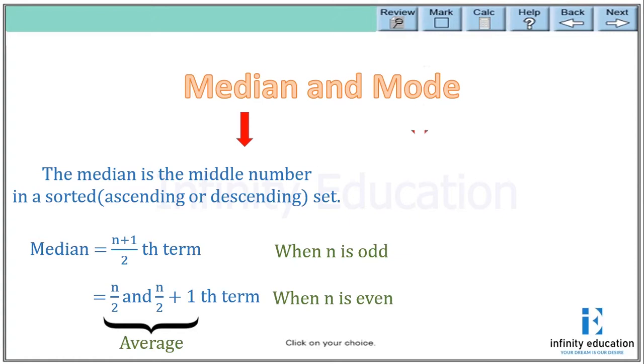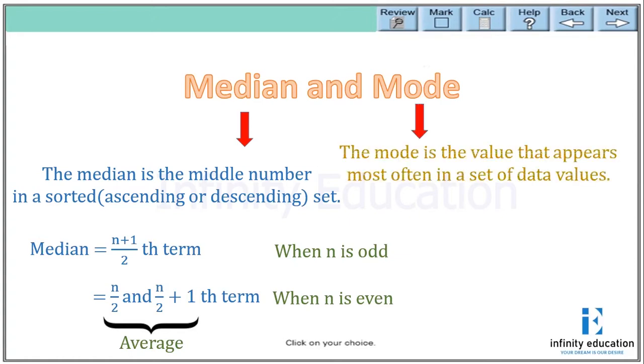Now let's see what mode is. Mode is the value that appears most often in a set of data values. That means, in a simpler way, we can say it is the highest occurring number in any data set. Now let's see with some examples.